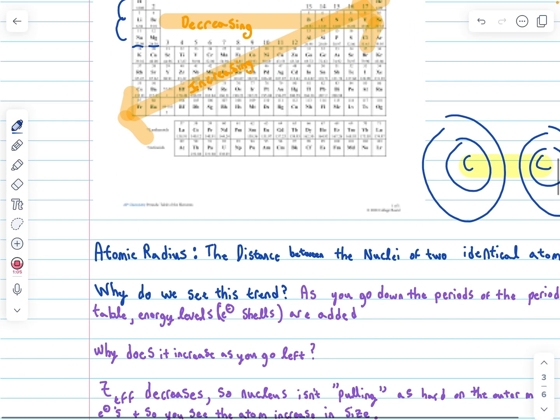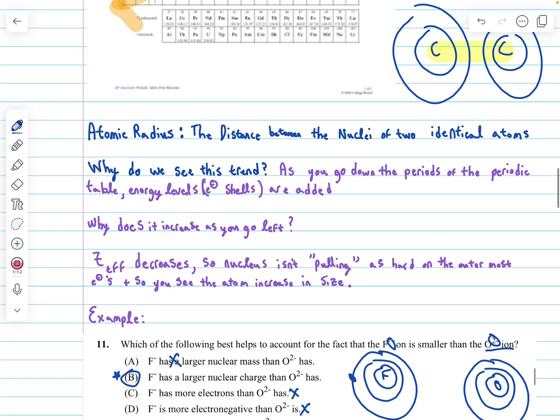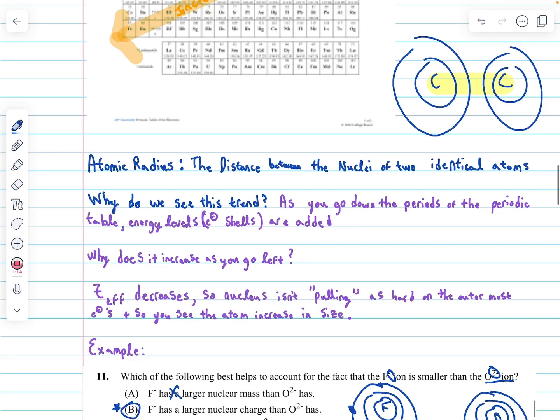But then why does that increase as we go left and not right? Because the effective nuclear charge decreases, which is essentially the positive force that the atom experiences. So the nucleus isn't pulling as hard on the outermost electrons, and you see the atom increase in size.